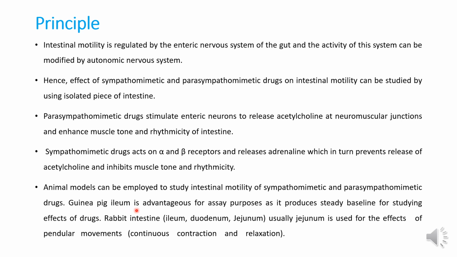Guinea pig ileum is advantageous for the assay purpose as it produces a steady baseline for studying the effect of drug. Rabbit intestine, that is ileum, duodenum and jejunum, usually we use jejunum, is used for the effect of pendular movement, which is nothing but the continuous contraction and relaxation. So this is the principle involved in the experiment.